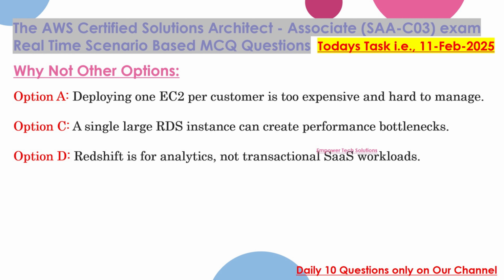Why not other options? Option A: deploying one EC2 per customer is too expensive and hard to manage. Option C: a single large RDS instance can create performance bottlenecks. Option D: Redshift is for analytics, not transactional SaaS workloads.